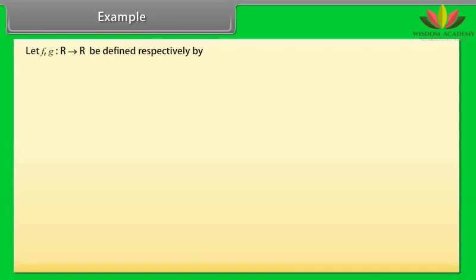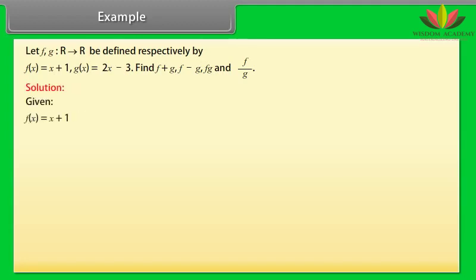Let f and g be functions from R to R defined respectively by f(x) = x + 1 and g(x) = 2x - 3. Find f + g, f - g, f into g and f by g. Solution. Given f(x) = x + 1, g(x) = 2x - 3.